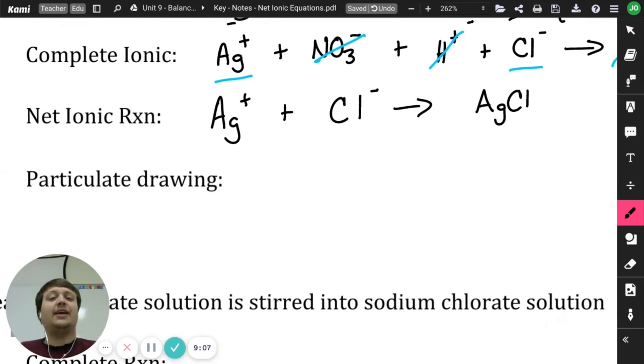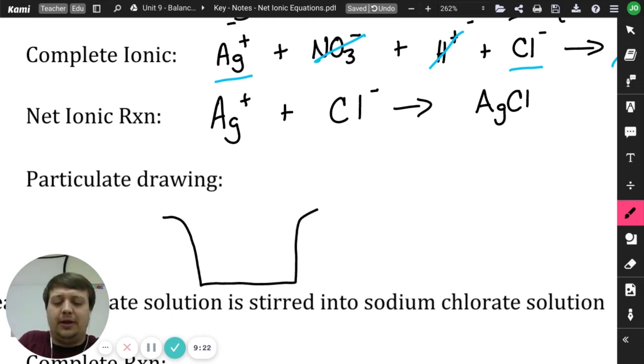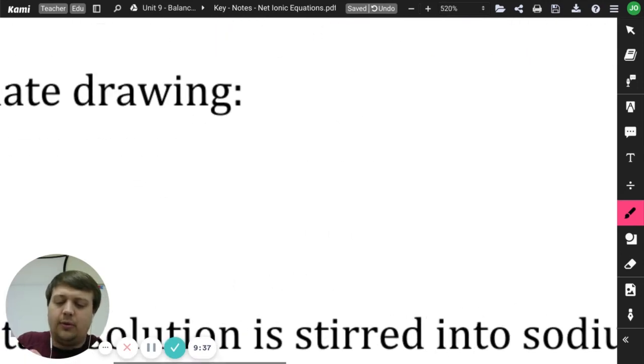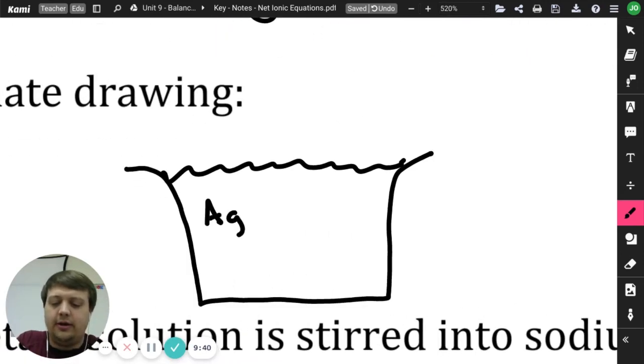Now, this very last thing that I've got here is called a particulate drawing. And all a particulate drawing does is it looks at the individual particles, and it's a representation of what happened in the reaction. So let's walk through this one. So I started with a beaker. I know that's not really a beaker, but you get what it is. So I started with a beaker here, and in this first beaker, I had silver nitrate. And they told me it was a solution of silver nitrate. And so in this, I will have the silver ion and the nitrate ion. Okay?